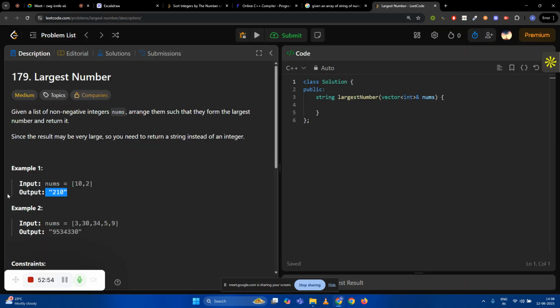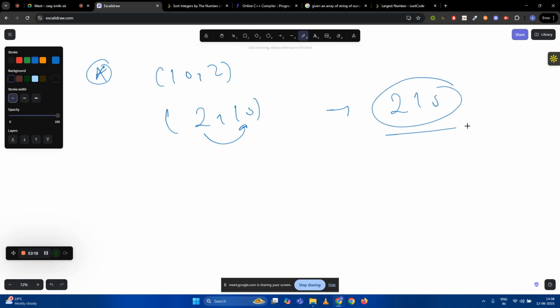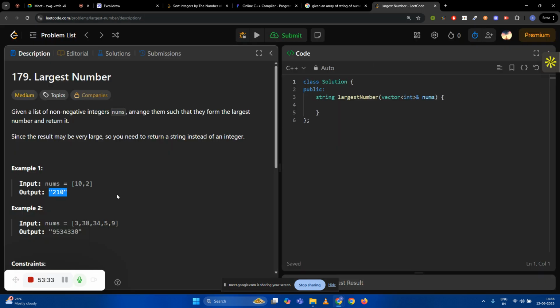The problem says that you are given an integer array and you need to rearrange it in such a way that the number which you form is the largest. Eventually it is rearranging the array such that after we go on appending the numbers, the number which we form is largest. Like if I rearrange it to this, I'm getting the number 210. If I append this to this, I'm getting the number 102. Obviously 210 is bigger than 102. So yeah, this is my answer. Same goes with this.